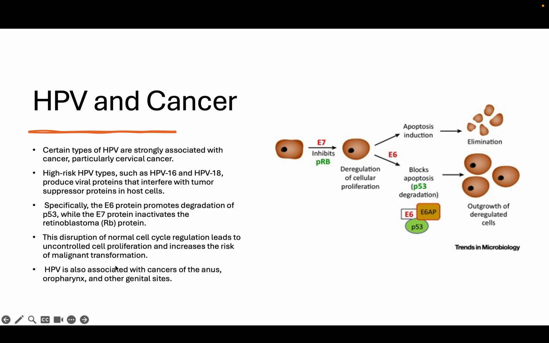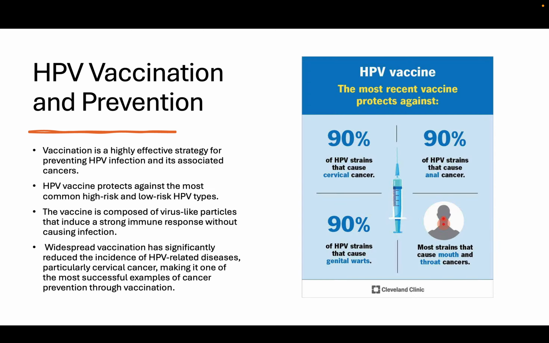So HPV usually causes a lot of cancers in the cervical area. 99% of cervical cancers come from HPV, but it can also cause cancers in the anus, in the oropharynx, and also other genital sites.